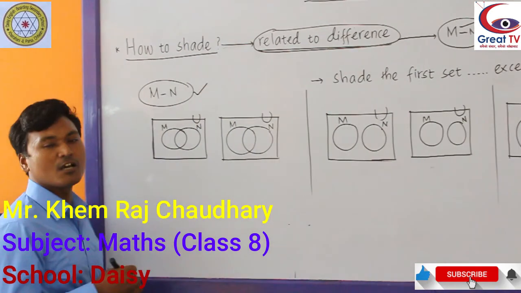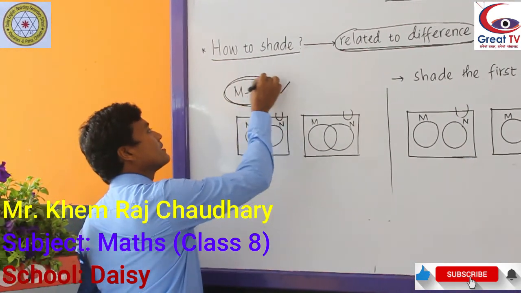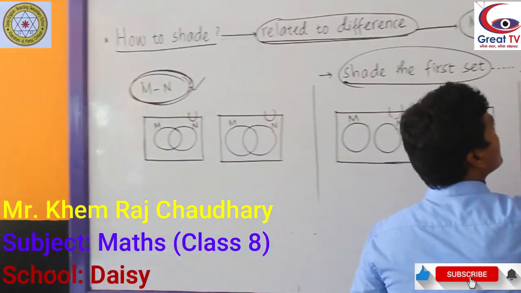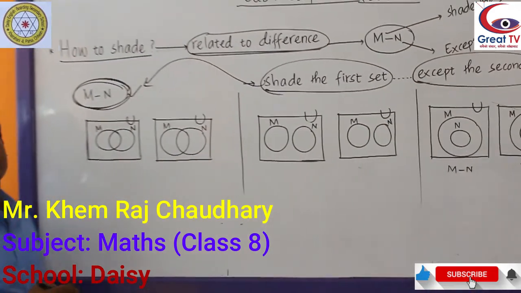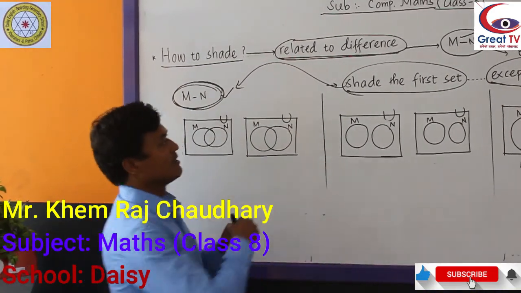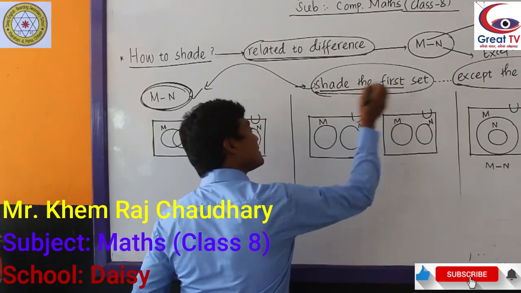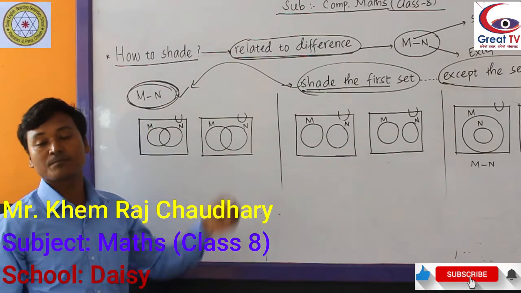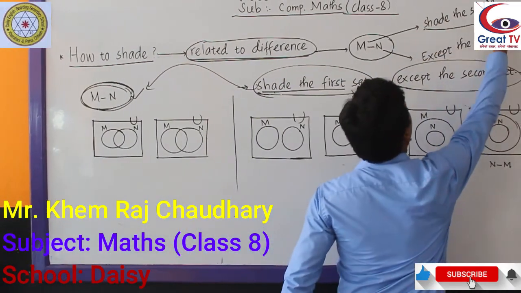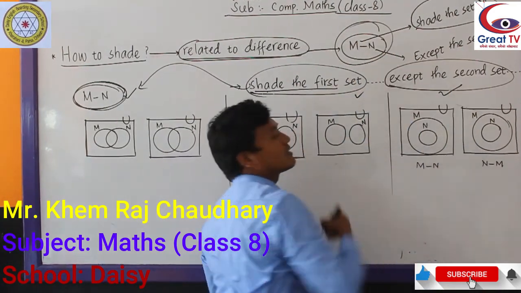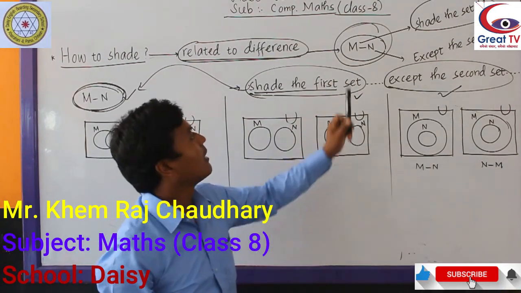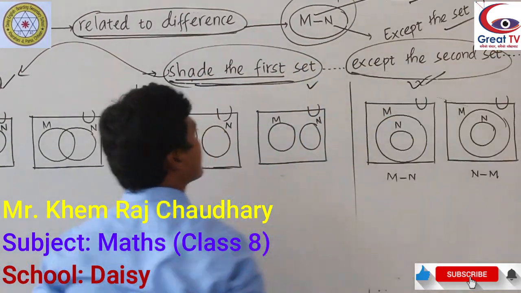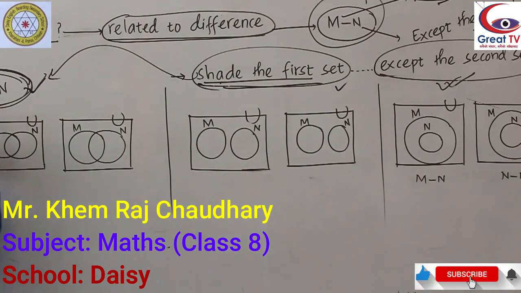Let us consider a set operation M difference N in a Venn diagram. We have to shade M difference N in a Venn diagram, and we have already talked about the main idea: shade the first set, except the second set. Here, if we are talking about M difference N, we consider M as the first set, N as the second set. It means we should shade the first set M, except the second set N. Don't forget this idea: shade the first set, except the second set. If we have to shade the region represented by the set operation M difference N, we shade M except the set N. Shade the first set only, except the second set. So we are talking today about M difference N.